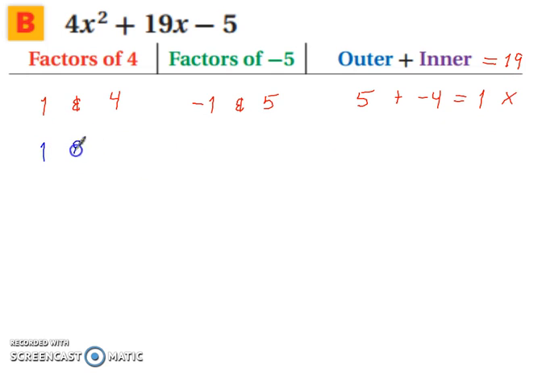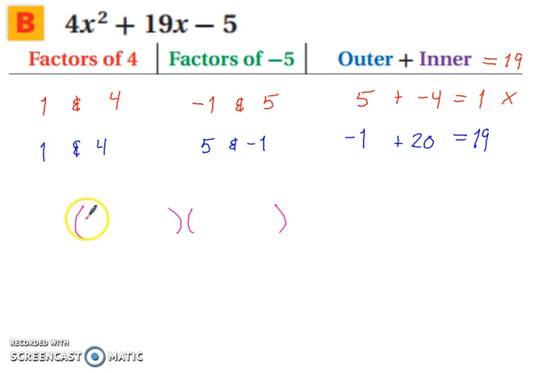Well, what if we had 1 and 4, and then what if we switched these around? So we had 5 and negative 1. It might help us make our number a little larger. So our outer, that's going to give us negative 1, and then our inner, 4 times 5 is 20. Hey, that gives us 19. So now we're on our last step. We just have to set it all up.